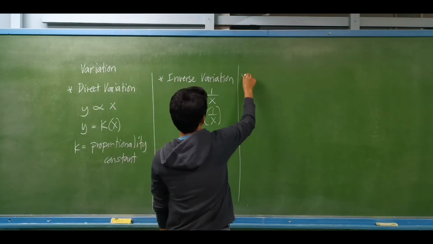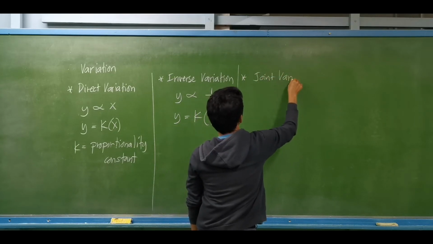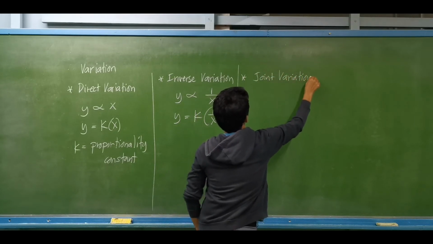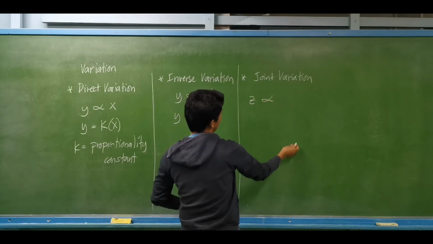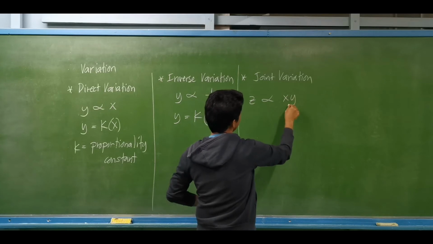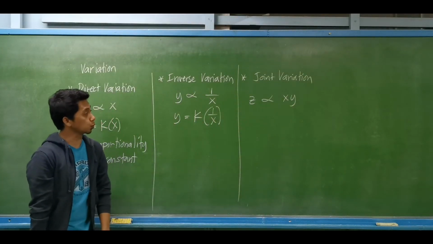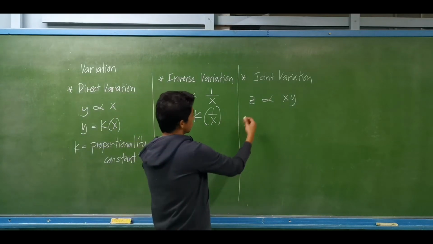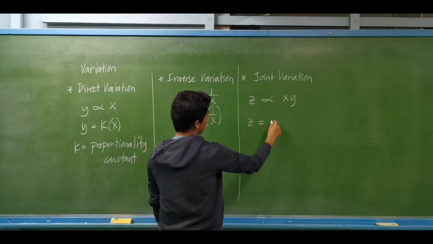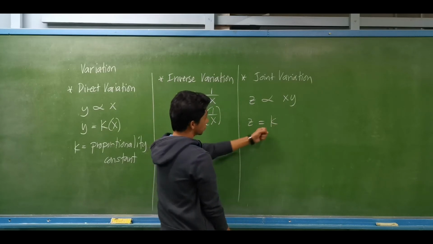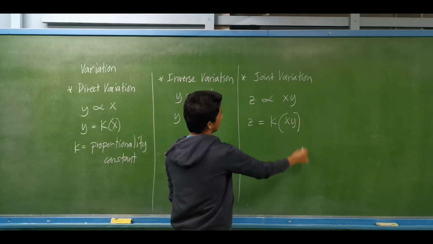Then we have the last one, the joint variation. Let's say z is directly proportional to the product of x and y. So one variable is proportional to the joint of two other variables. If we convert this into an equation, z is equal to a proportionality constant k multiplied by the product of x and y.